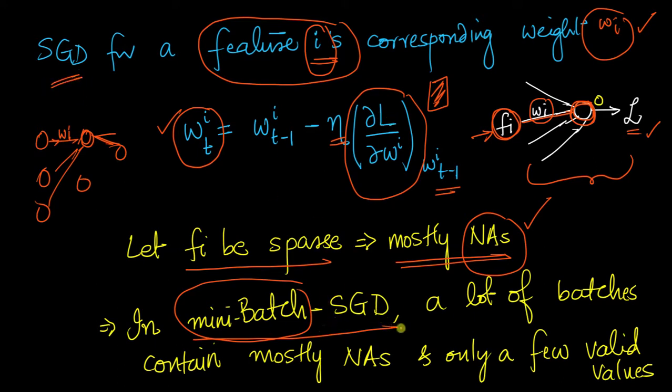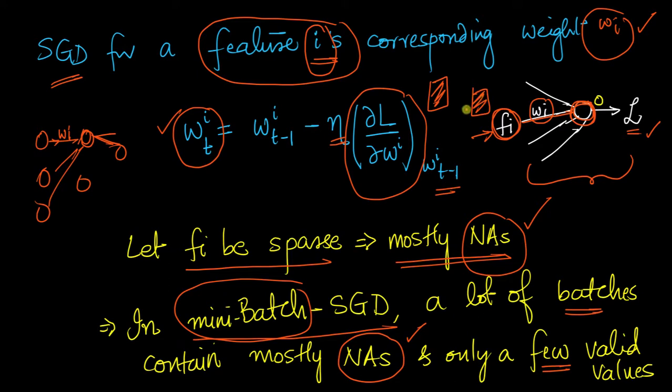In mini batch SGD, a lot of my batches will contain mostly missing values or NaNs and just a few valid values. Which means if I create a batch with a bunch of values for this feature i, most of these values will be non-existent or NaN. Only some of them will be valid.